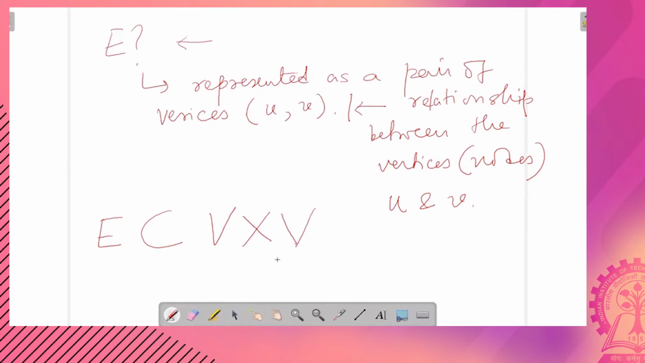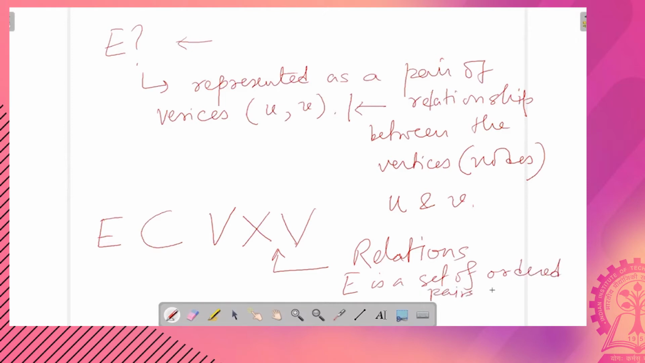Immediately, I think this takes you back to the idea of relations. So basically, E is a set of ordered pairs chosen from V cross V. This is how you interpret E set theoretically.